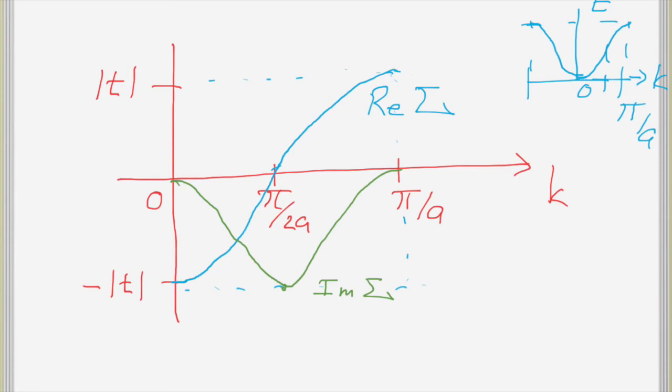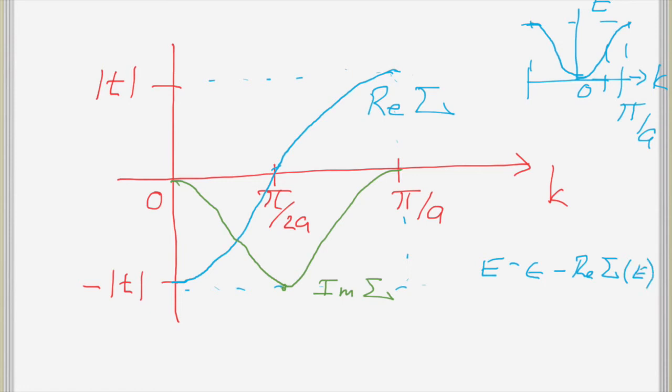And so the real self energy is shifting the site energy. We have E minus epsilon minus the real sigma, right? So that's just shifting that site energy up and down as a function of k. There's a mapping between k and energy, so if we write that in terms of energy, I can map between k and energy. So it is shifting that on-site energy up and down as a function of energy.